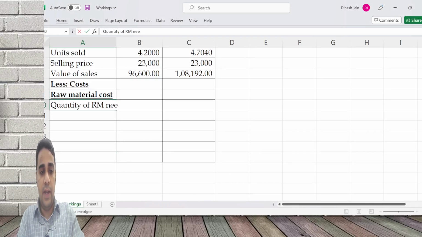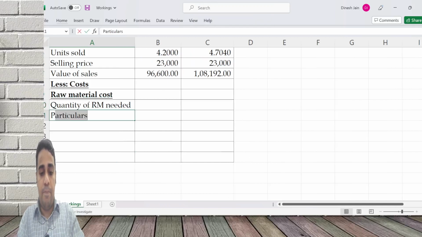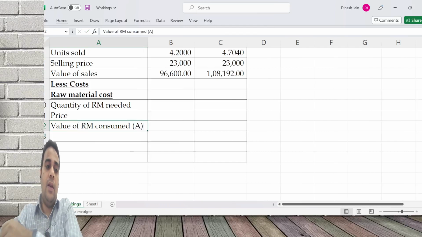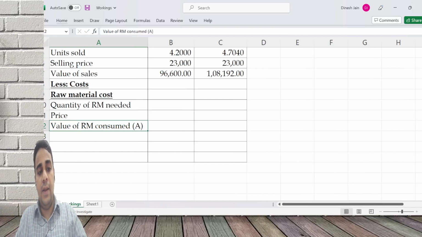Quantity of raw material needed, price, value of raw material consumed, in brackets. Less cost, first is raw material. We'll go item by item: first raw material, then labor, then overheads. We'll capture each of these. Just give me a minute.